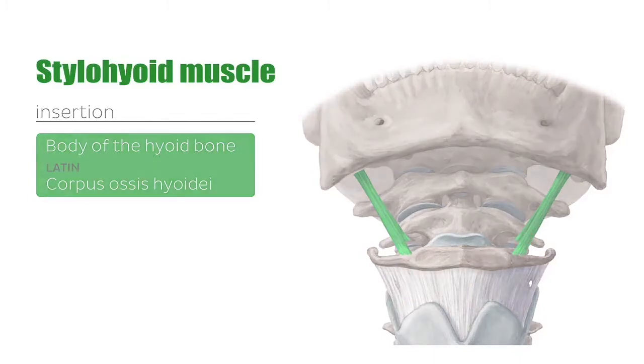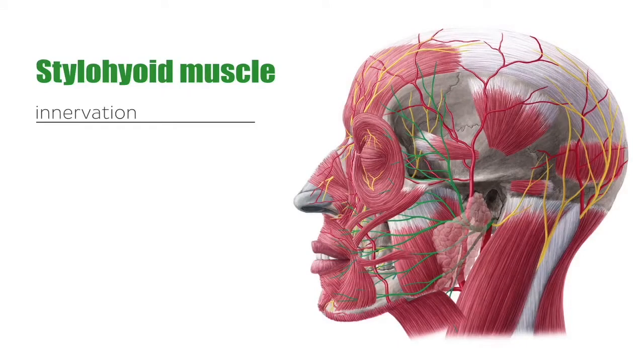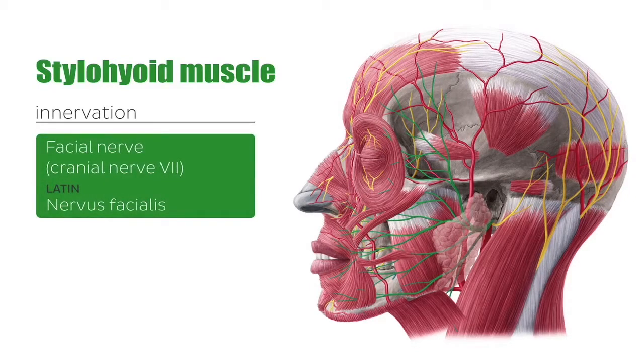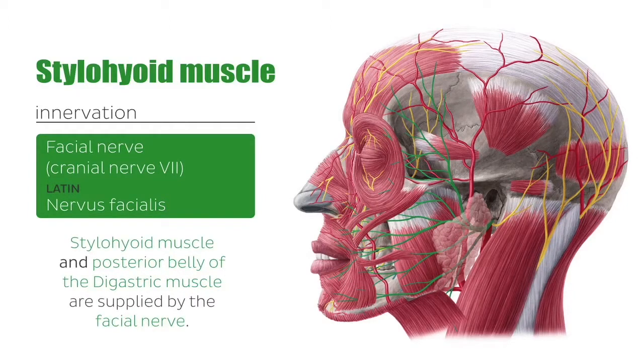A word about the innervation of the stylohyoid muscle. This nerve that you see here highlighted in green, this is known as the facial nerve, and this is going to innervate the stylohyoid muscle. Important point to make here is that the stylohyoid muscle and the posterior belly of the digastric muscle are innervated by the facial nerve.